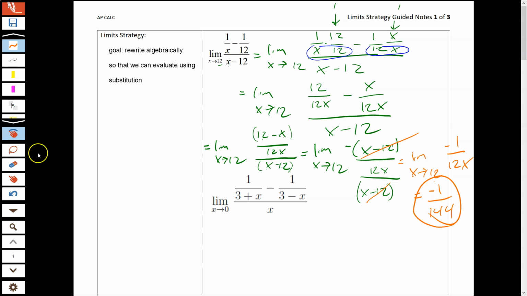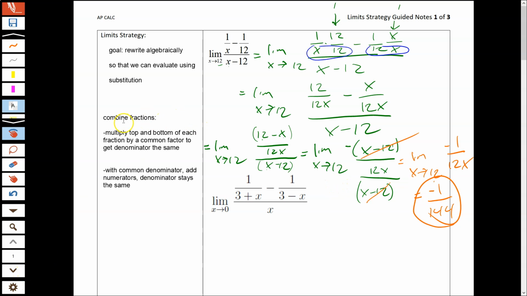Okay. So notice our goal is still the same. We still kept going until we got just plain old 12x in the bottom, and we no longer had that x minus 12 that was preventing us from evaluating the limit. The way we did this, in this case, we combined fractions. So we got a common denominator, and then we added the numerators, kept the denominator the same. So that's what we did in this step, right?